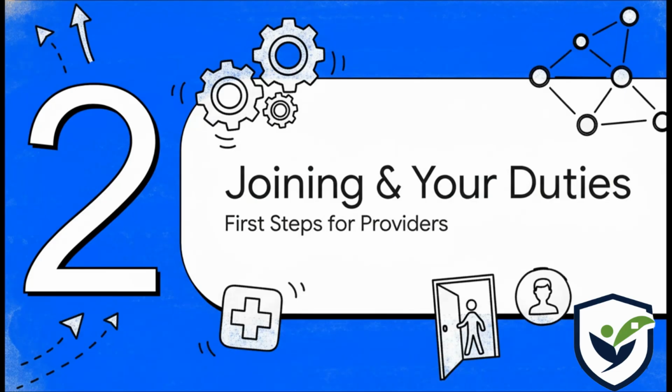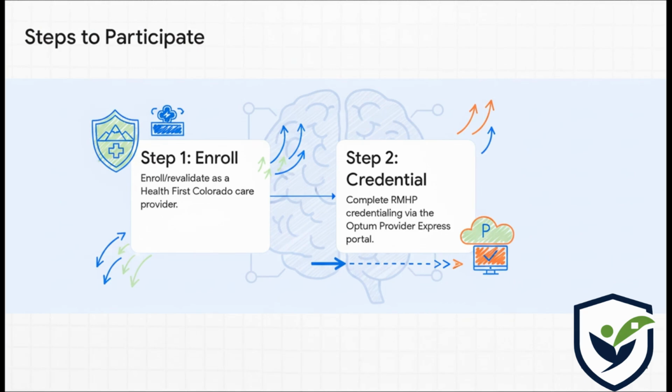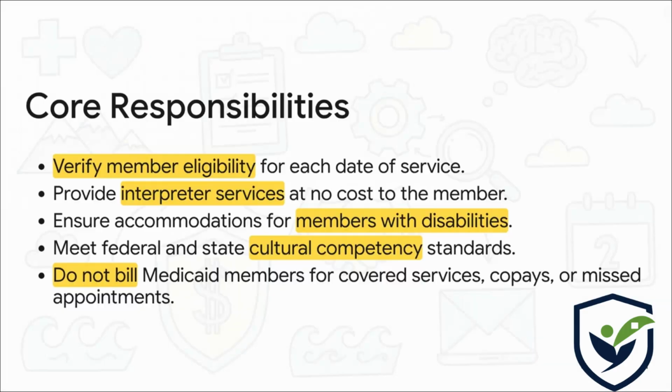Now that you get the lay of the land, let's talk about the practical side of things, how you actually get into the network so you can start seeing patients. It's really a pretty straightforward two-step process. First, and this is the big one, you absolutely must be enrolled and up to date with the state's program, Health First Colorado. No skipping that step. Once that's handled, you move on to Step 2, completing the specific credentialing for RMHP, which you'll do through the Optum Provider Express portal.